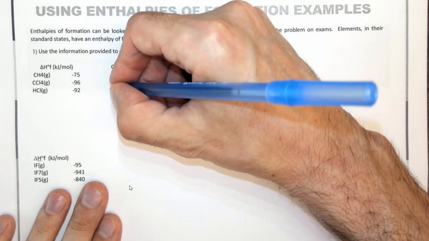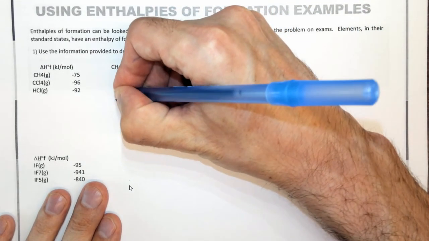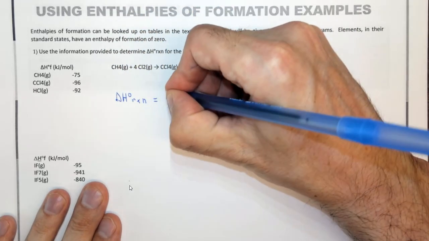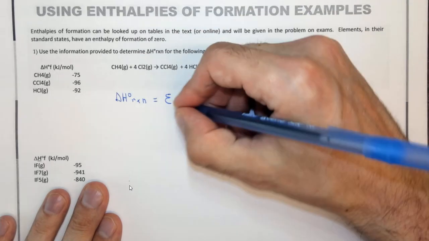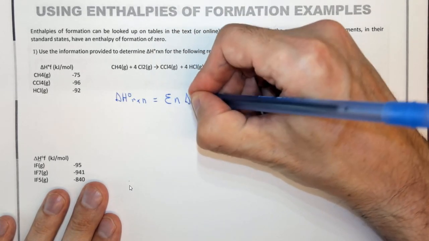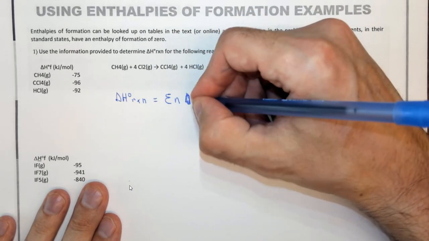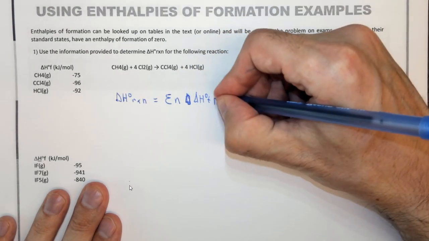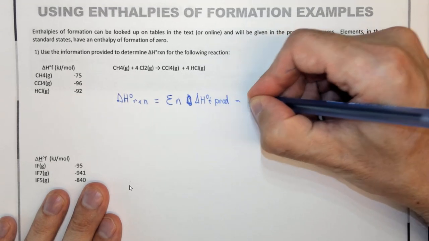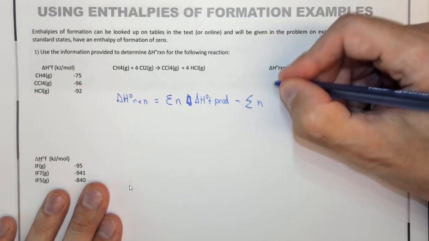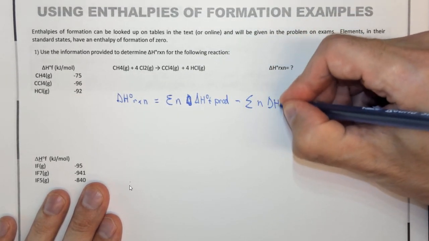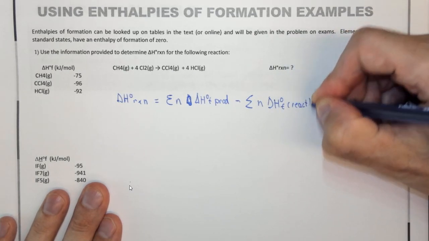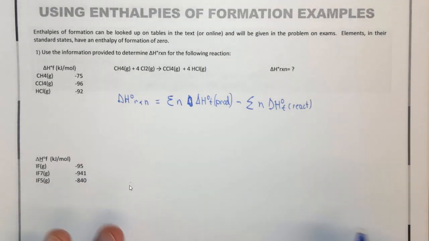So what we need to use is delta H in the standard state of the reaction equals the summation of N, the number of moles, times the enthalpy of formation of the products minus the summation of N times the enthalpy of formation of the reactants. So this is the equation we're going to use.